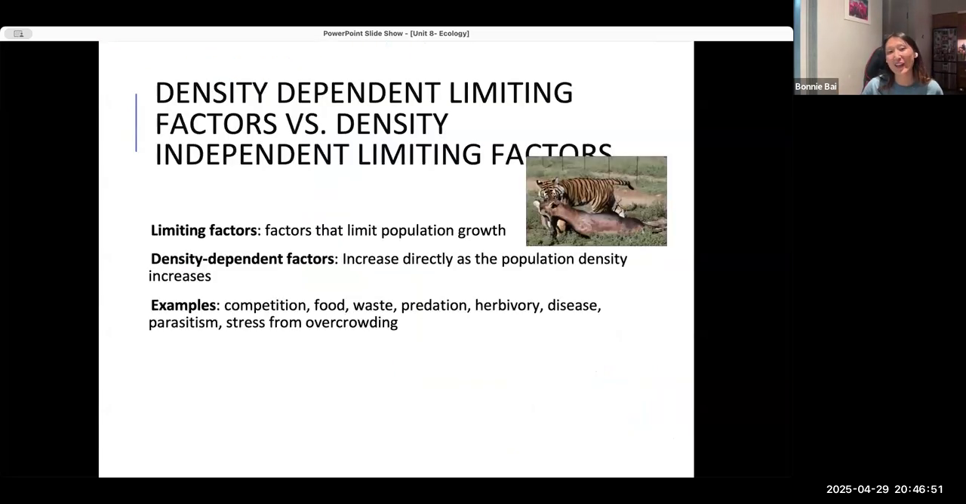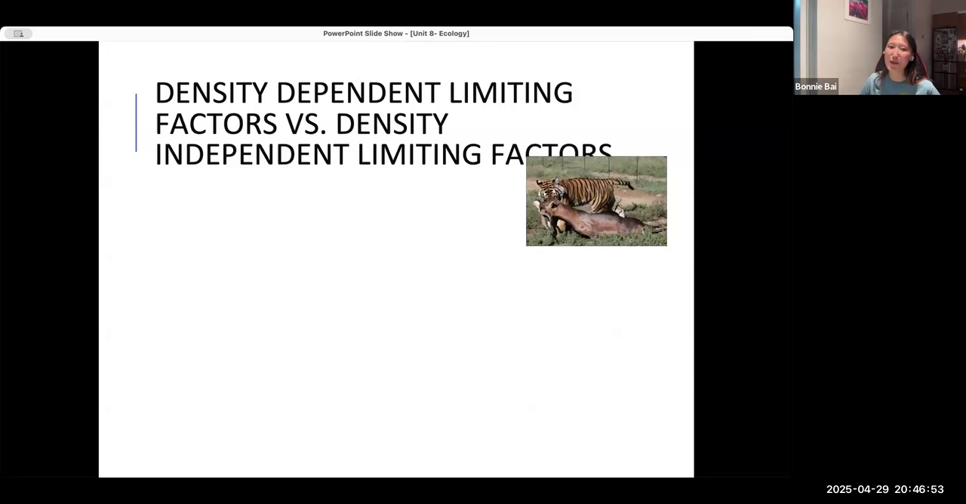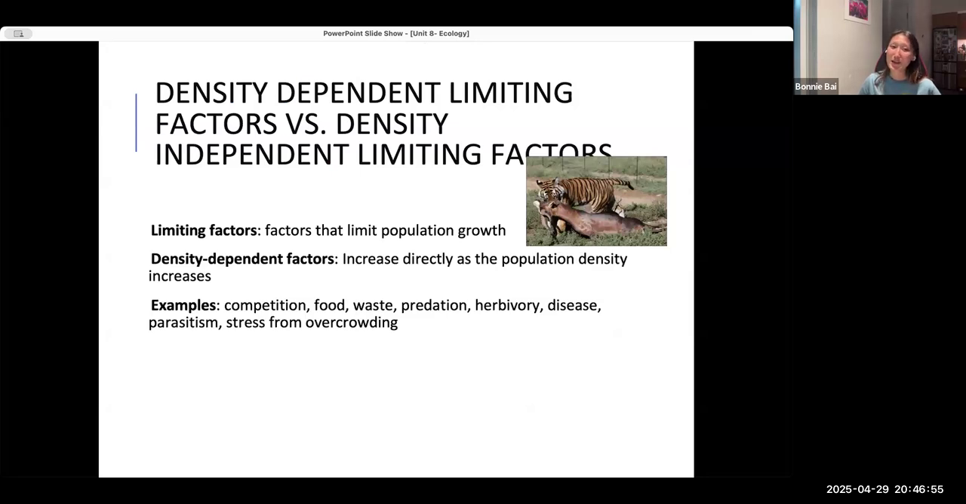But anyway, there are other things that limit population growth called limiting factors. Some of these are density dependent, some are density independent. You should have read about this last week, but I'm just quickly going over it.